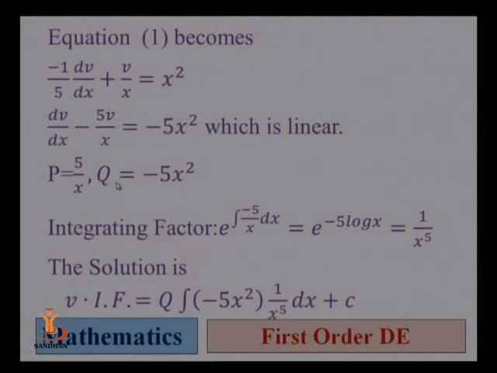Taking p and q, the integrating factor is e raised to minus 5 by x dx, and the general solution is v into I.F. equals integration of q into I.F.